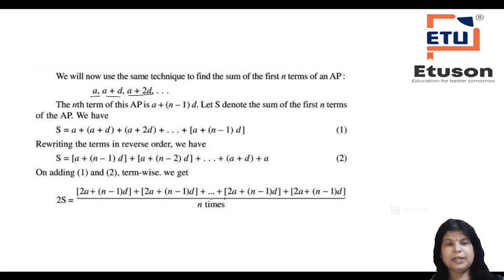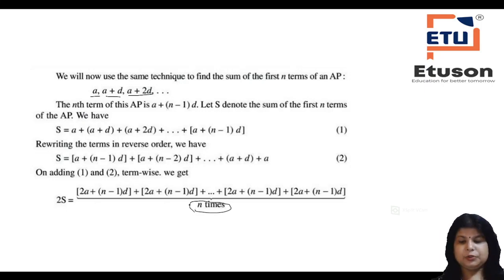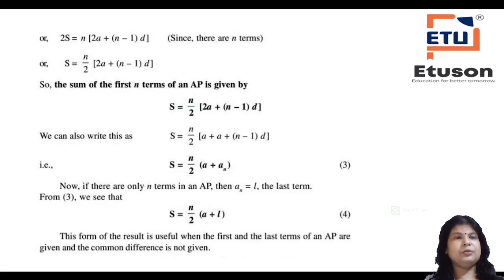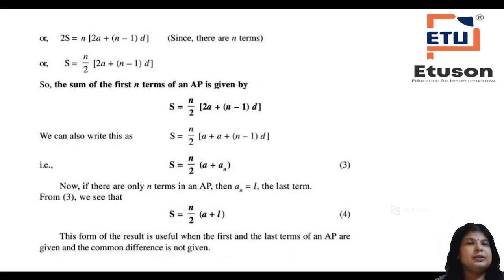Okay, and how many times is it happening? It is happening n times, right? It is happening n times. So your 2S is equal to n times 2A plus n minus 1 into D. Correct or not? Right? So we can write 2S is equal to n into 2A plus n minus 1 into D. So what will be the summation then? S is equal to n by 2, 2A plus n minus 1 into D. So this is the generalized formula to find out the sum of the first n terms of an AP.